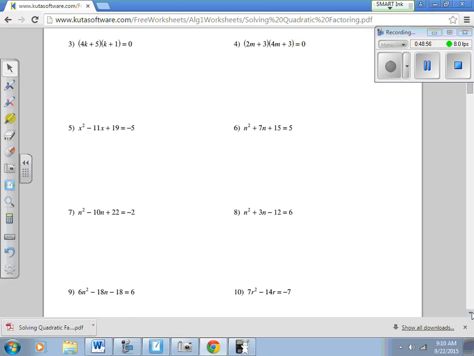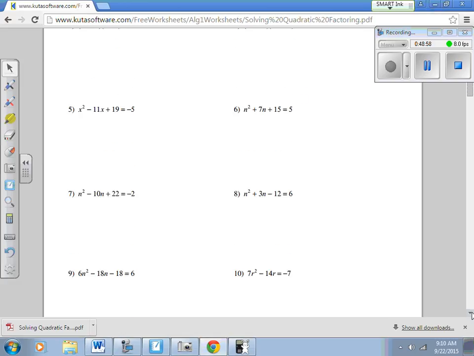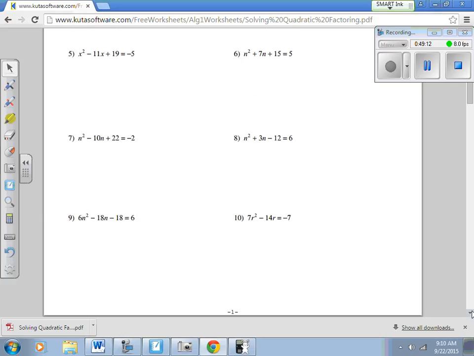For numbers 5 through 10, I want you to pay attention. Everybody take a look at them real quick, okay? On numbers 5 through 10, do you see anything unusual? They're not in quadratic form. You're kind of correct. DeAndre, you said something? The Y's not in there. Yeah?